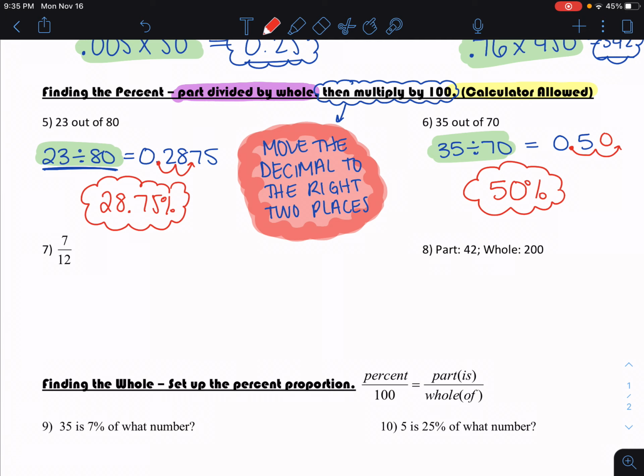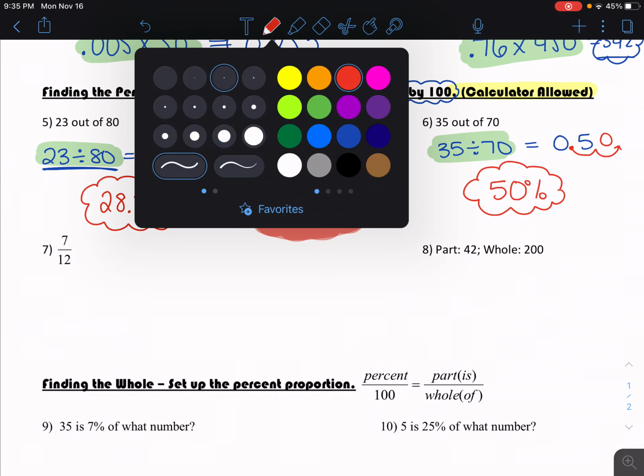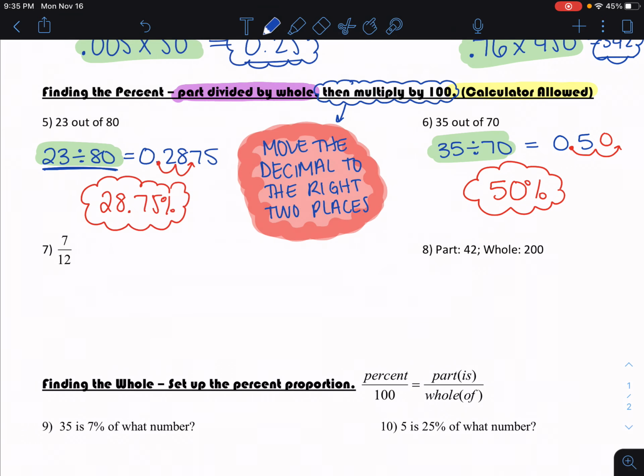These first 2 are written in words. Number 7 is written as a fraction. With number 7 written as a fraction, I'm still going to change this to 7 divided by 12. If I show this work, I may use a calculator. So I'm going to type in my calculator, 7 divided by 12.